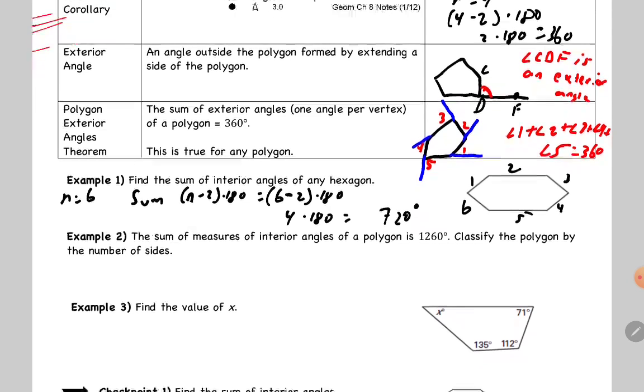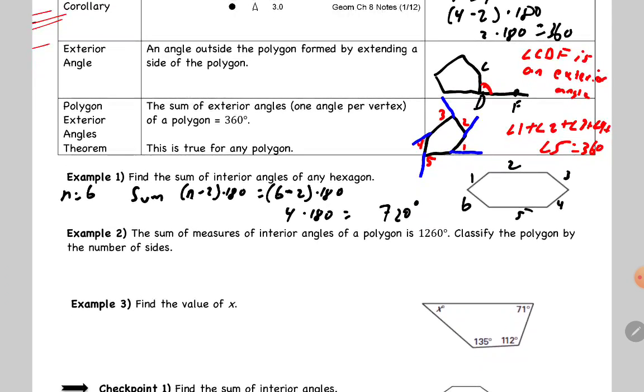Example 2. The sum of measures of the interior angles of a polygon is 1260. Classify the polygon by the number of sides. Okay, so this time they give us the sum. So if I plug in the formula, n minus 2 times 180, we know that is equal to 1260. So how do we find out the number of sides?